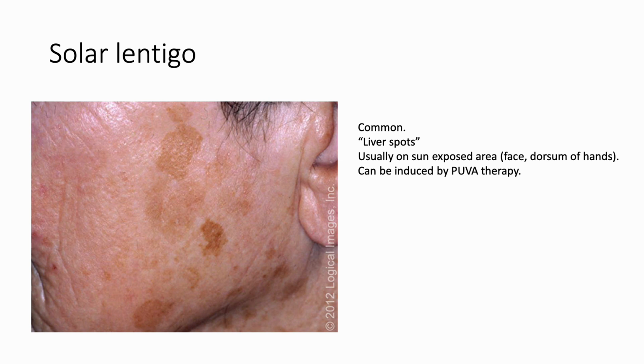Solar lentigo is a very common diagnosis, and usually happens on the sun-exposed areas, such as the face, dorsal of hands, etc. It can also happen after PUVA therapy, and in the old days people called this liver spots. And we do the biopsy of this solar lentigo because they can clinically mimic lentigo maligna, which is melanoma in situ.